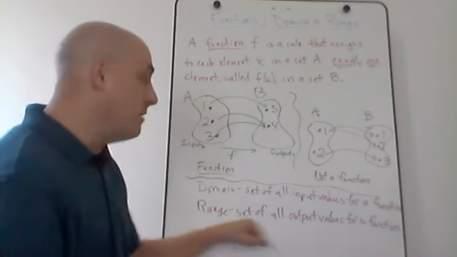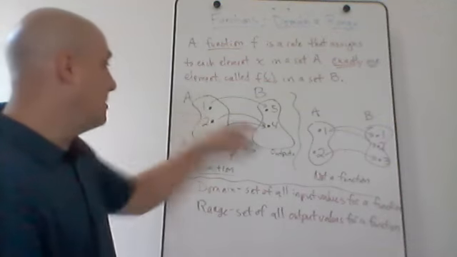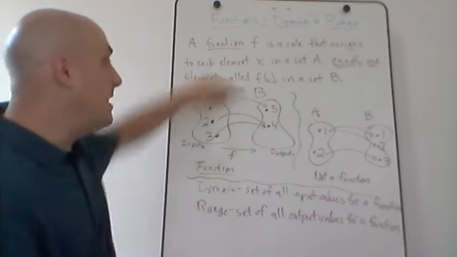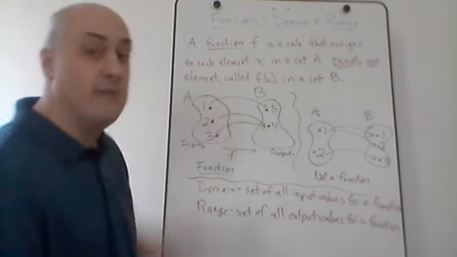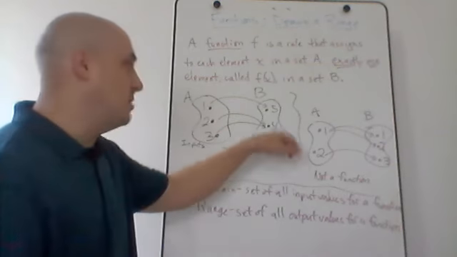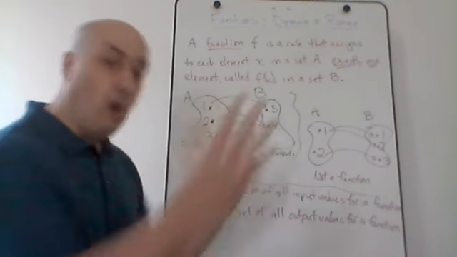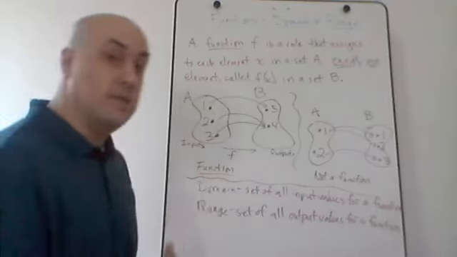The range of the function is the set of all the output values for the function. So for this function again up here, the range is the set B, which contains all the output values, the 4 and the 5. That would be the range of the function. So the range isn't just the 4 or just the 5. It's all of the numbers in the outputs. The domain is all of the numbers in the inputs.